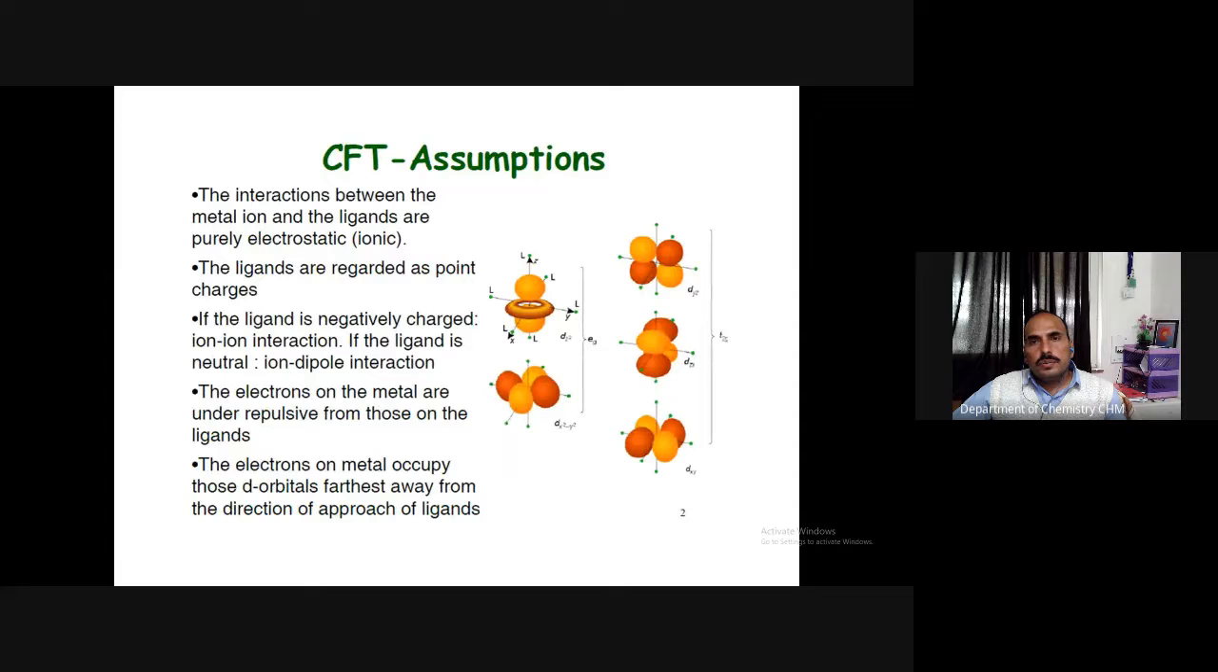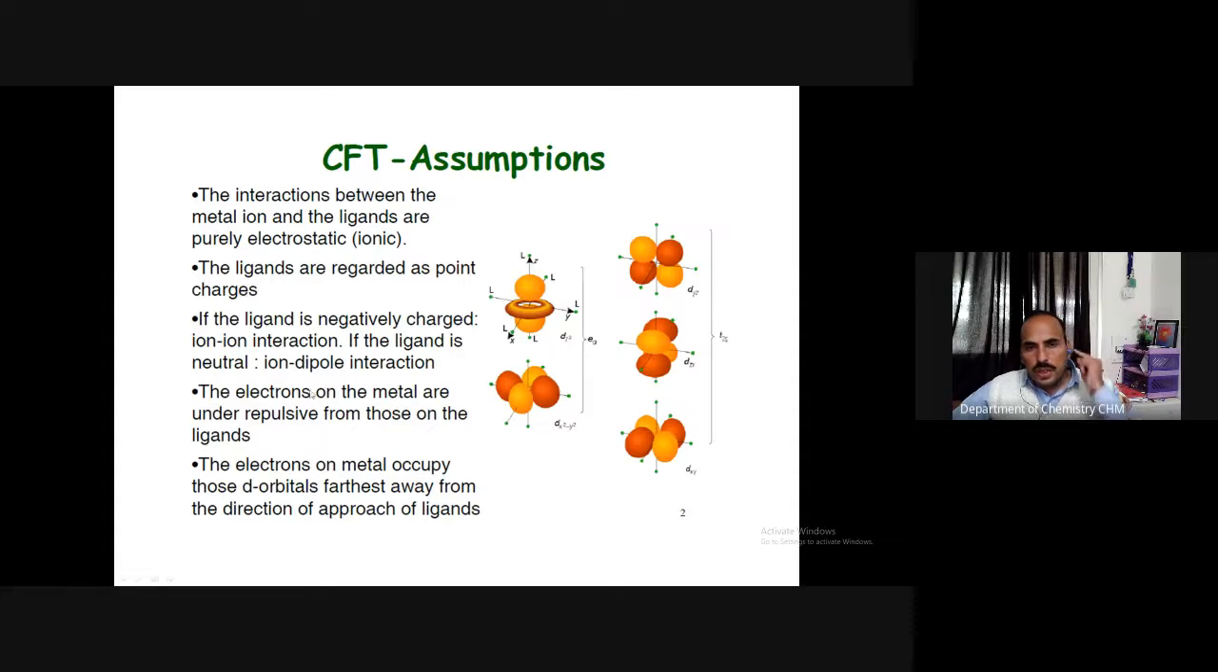Alright. So you can see that the main assumptions of crystal field theory are over here. The interaction between the metal ions and the ligands is purely electrostatic. The ligands are regarded as point charges. If the ligand is negatively charged, then it is an ion-ion interaction. If the ligand is neutral, then it is an ion-dipole interaction, like, for example, ammonia, water. If it is, say, hydroxide ion or cyanide ion or chloride, bromide, iodide, they will have ion-ion interaction.